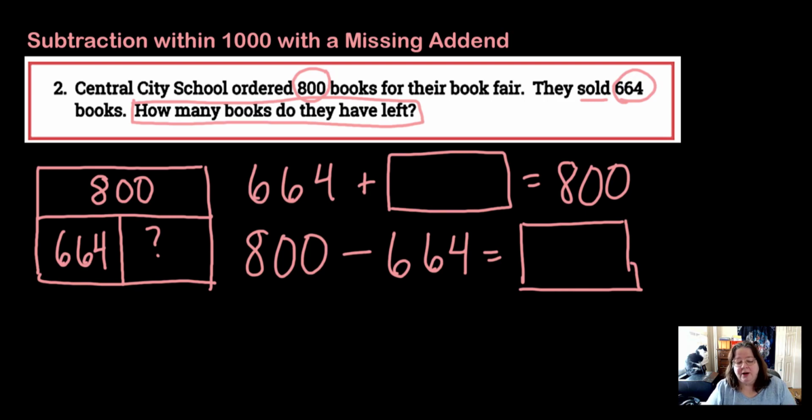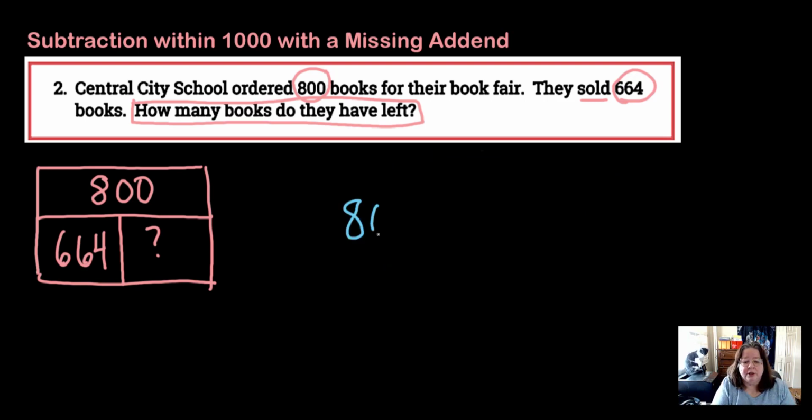Now, I don't have a lot of room to work here, so I am going to do some erasing and start with some fresh room. On your paper, for math, never erase. I mean, if you write a 7 instead of a 2, yeah, erase that. But never erase your diagrams or your drawings, because you want to be able to refer to that later, because you might forget something. It's like, oh man, I erased it. 800 minus 664.